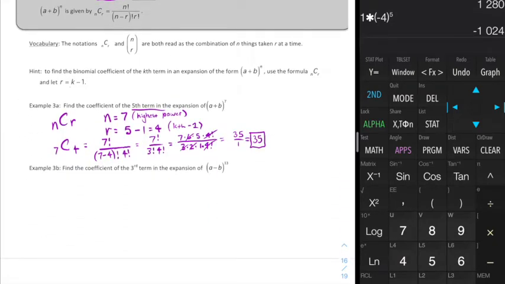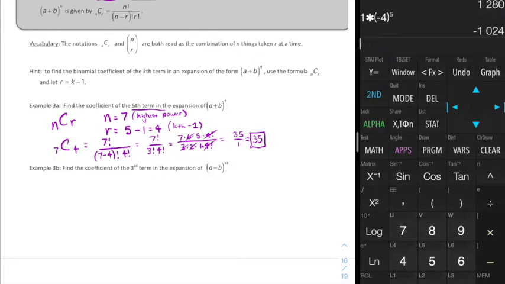Okay, now this one's a little different. We're going to find the coefficient of the 3rd term in this expansion. Oh, okay, so we just need the coefficient. Sometimes they're going to ask for the coefficient, sometimes they're going to actually ask for the full entire term. I think I might just show you all that. Let me see, I think that might come up anyways.